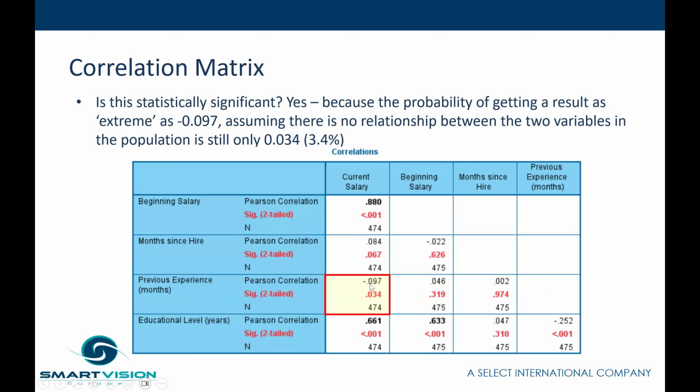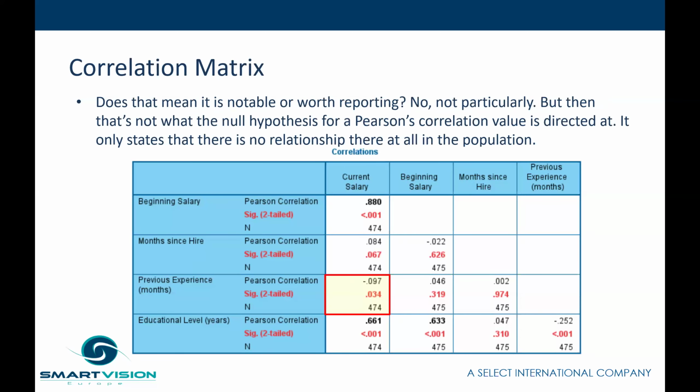So what does that mean? Is that statistically significant? Yes, because the probability of getting a result as extreme, in inverted commas, as minus 0.097 is still only 0.034, which is 3.4%, assuming there is no relationship between the two variables in the population. Does that mean it's notable or worth reporting? No, it doesn't. Not particularly. But then that's not what the null hypothesis for Pearson's correlation value is directed at. It only states that there's no relationship there at all.